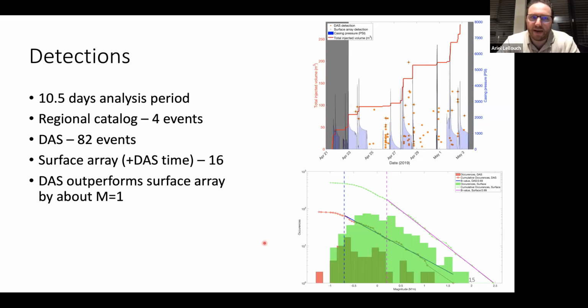And if you do some very basic magnitude completeness calculation, it looks like downhole DAS is better by, let's say, an order of magnitude, maybe half an order of magnitude, but still a pretty substantial advantage compared to the surface array.